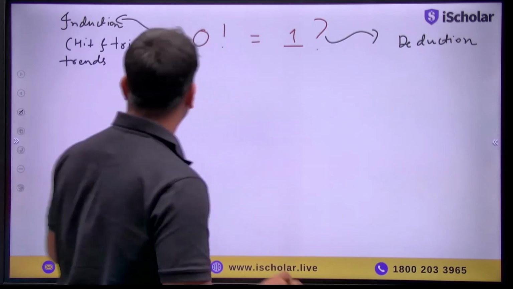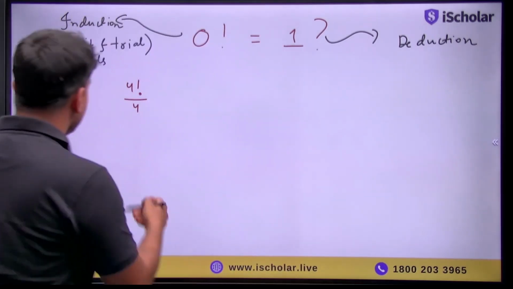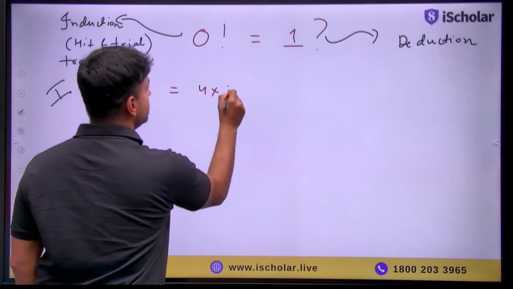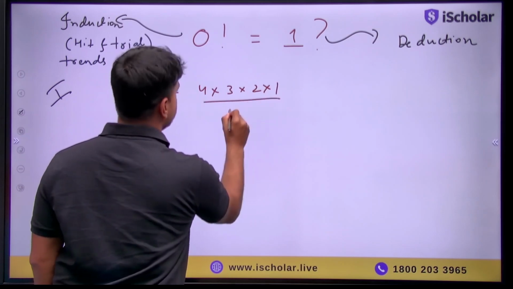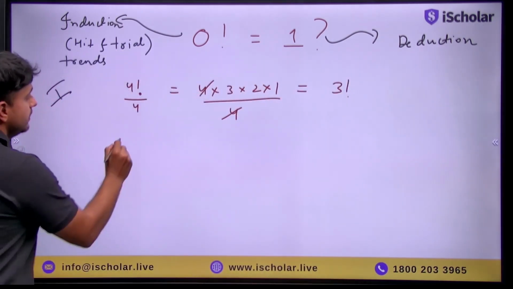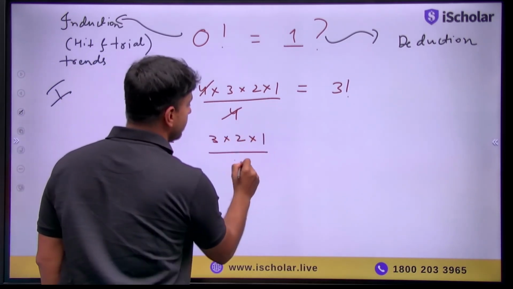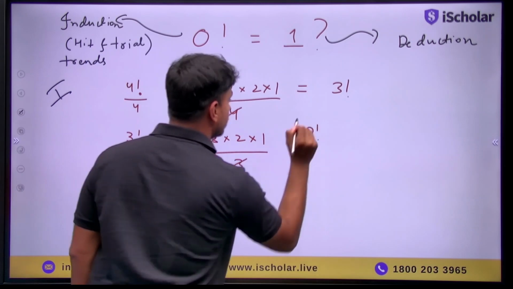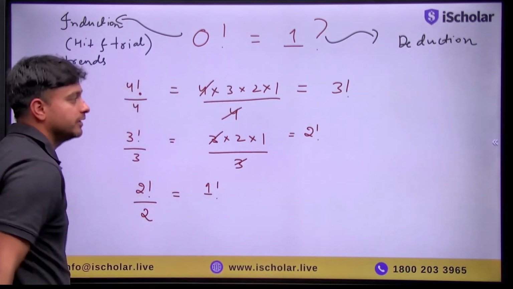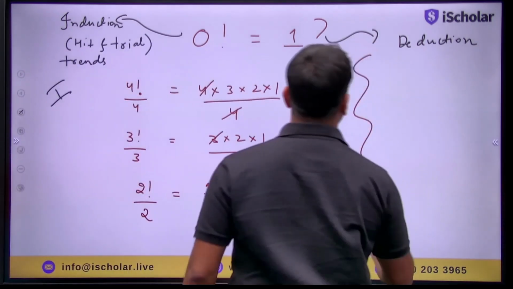So firstly, I'm trying to do by induction. So 4 factorial by 4 would become what? We can say 4 factorial means 4 into 3 into 2 into 1 divided by 4, so that becomes how much? 3 into 2 into 1, which is 3 factorial, right? Similarly 3 factorial by 3 would be 3 into 2 into 1 divided by 3, which is nothing but 2 factorial. Similarly 2 factorial by 2 would be how much? 1 factorial.